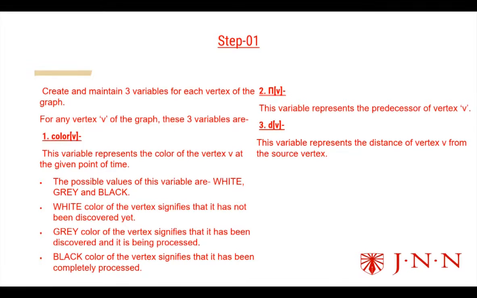The white color of the vertex signifies that it has not been discovered yet. Gray color of the vertex signifies that it has been discovered and it is being processed. Black color is used to represent that the vertex has been completely processed. And the second one, pi of v, the variable that represents the ancestor of the vertex v. And the third, d of v, the destination of the vertex, the variable that represents the distance of the vertex v from the source vertex.